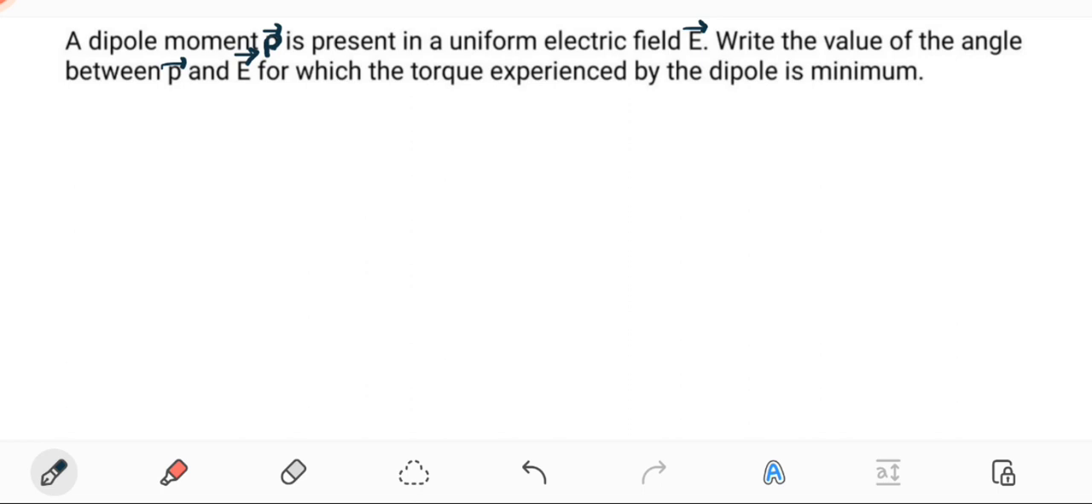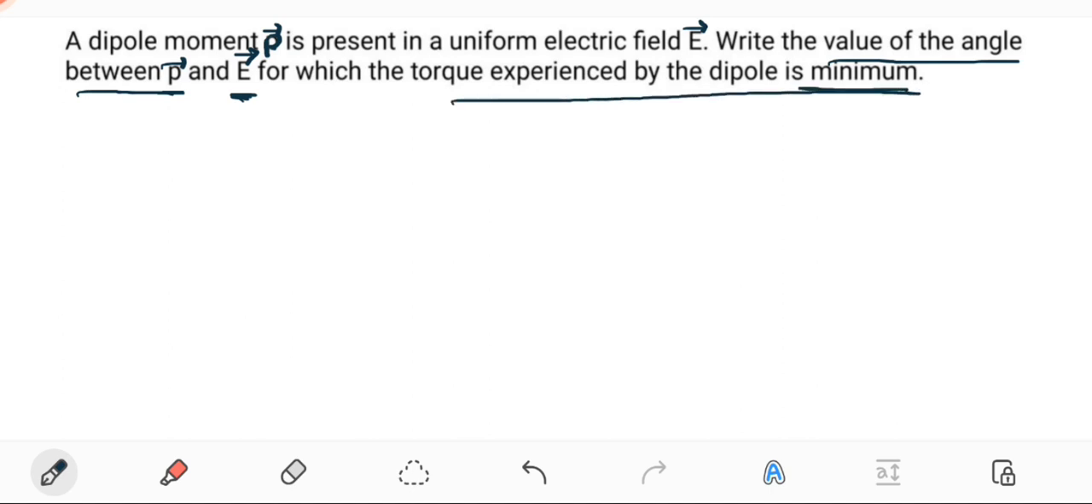Now the second question is on the screen, students. A dipole moment P vector is present in a uniform electric field E. Dipole moment P has been kept in a uniform electric field with value capital E vector. Now we have to find the value of the angle between the dipole moment P and electric field E for which the torque experienced by the dipole is minimum.